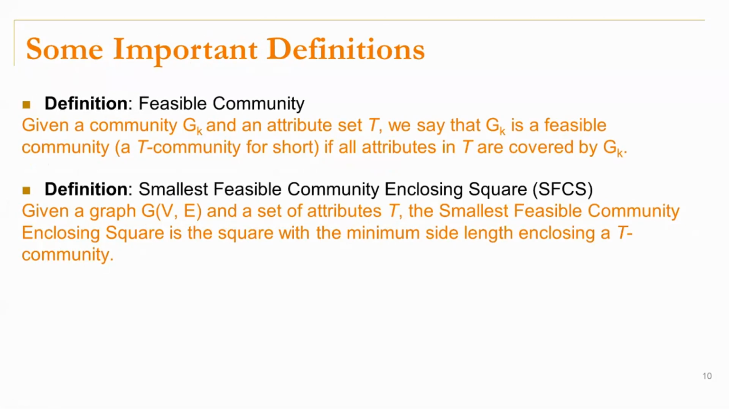Before presenting the details, I introduce the following important definitions. First, the feasible community. Given a community GK and an attribute set T, we say that GK is a feasible community if all attributes in T are covered by GK. We also call it a T community. Next is the smallest feasible community enclosing square. Given a graph G and a set of attributes T, the smallest feasible community enclosing square is a square with a minimum side length enclosing a T community.